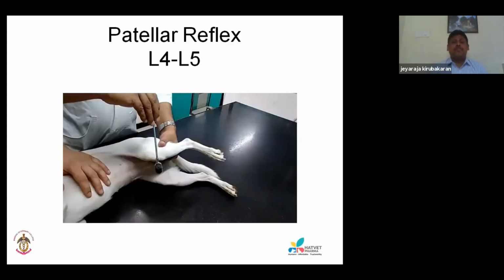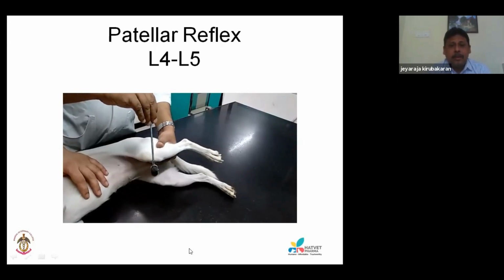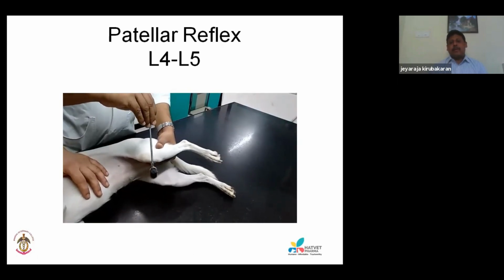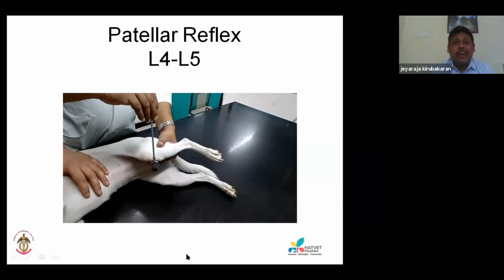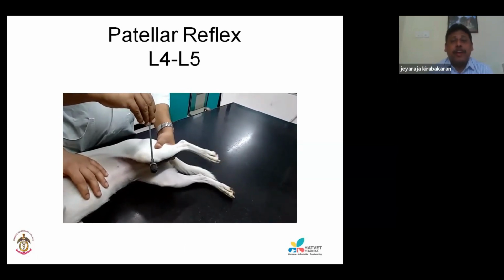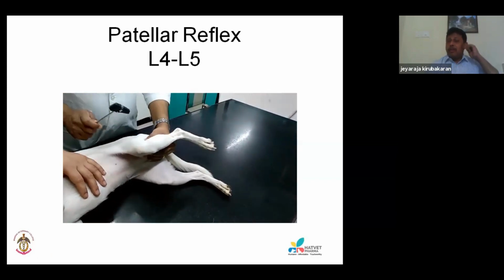This is the most reliable and important reflex in veterinary medicine. This is called the patellar reflex. Very simple, hitting the patellar tendon, and you can see the extension of the stifle there. And this one, it's very easy to test, as you all know. It's very easy to test and more reliable also, and it tests between L4 and L5 as well as the femoral nerve.